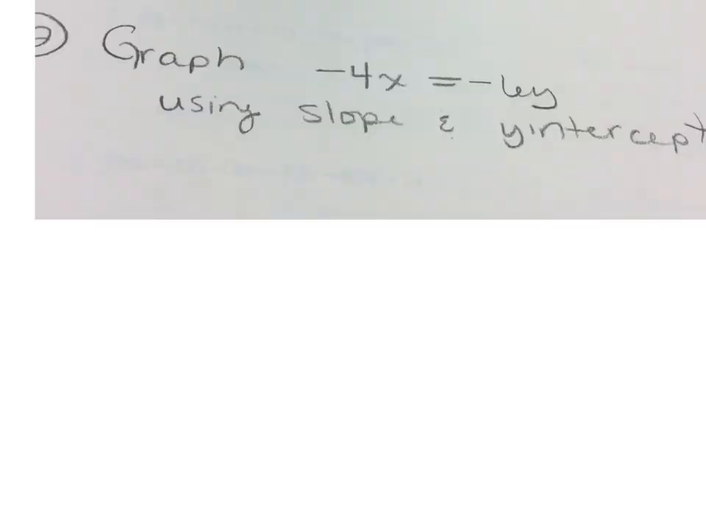Okay, here's the next graphing problem. Graph negative 4x equals negative 6y using the slope and y-intercept. So pause the video and work this problem out.